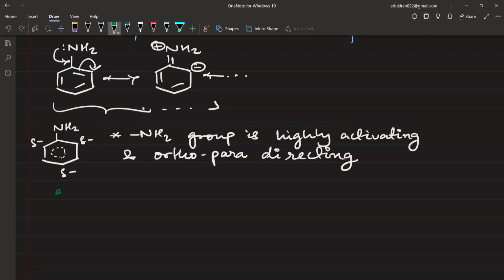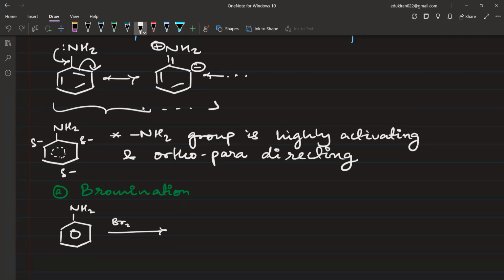Now, this NH2 group is so activating. If I do bromination, I should get one ortho product and one para product. But due to its high activating nature, it reacts with aqueous Br2 and gives a tri-substituted product which has bromine at both the ortho positions and also at the para position. So what do we get? We get a tri-substituted product. It is so activating that we get a tri-substituted product.